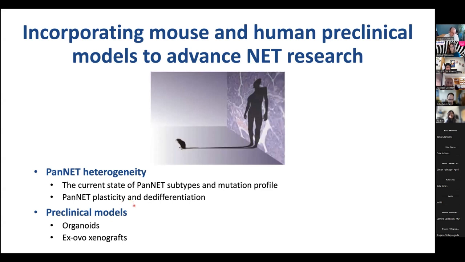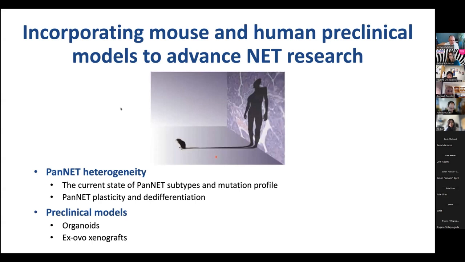And then in the second half, I will talk about the organoids and the work we do here to develop xenografts in what we call the Iacovos system.